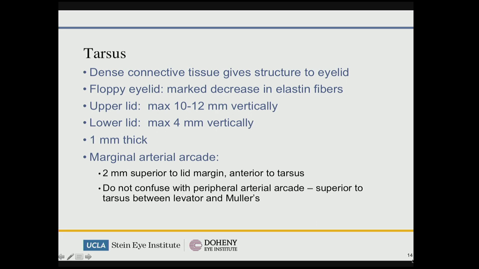It's about 1 millimeter thick, and it's associated with the marginal arterial arcade, which lies 2 millimeters superior to the lid margin, anterior to the tarsus. The marginal arterial arcade is not to be confused with the peripheral arterial arcade, which is superior to the tarsus between the levator and Müller's.